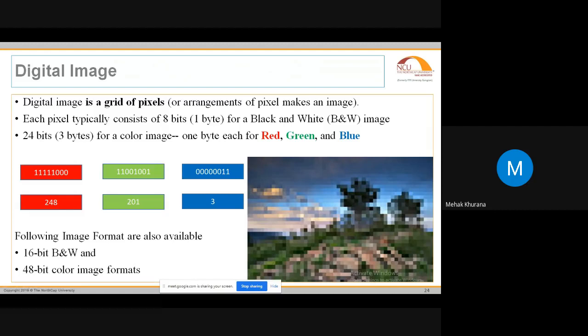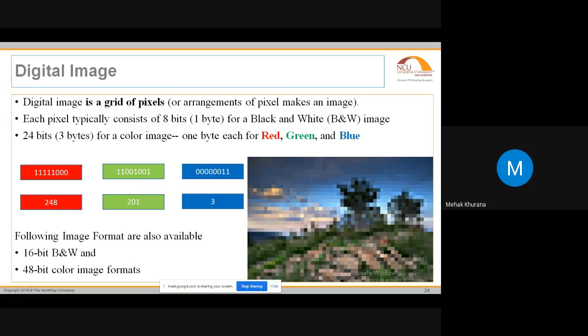So how we are using a digital image: you can see on the right hand side, the digital image is a grid of pixels. I have taken an image which is showing the pixels of the image. It has already been covered in the previous session what a digital image is and how the pixels are there in the image. You can see each box represents a pixel, and one pixel has 8 bits. That has already been discussed in the previous session.